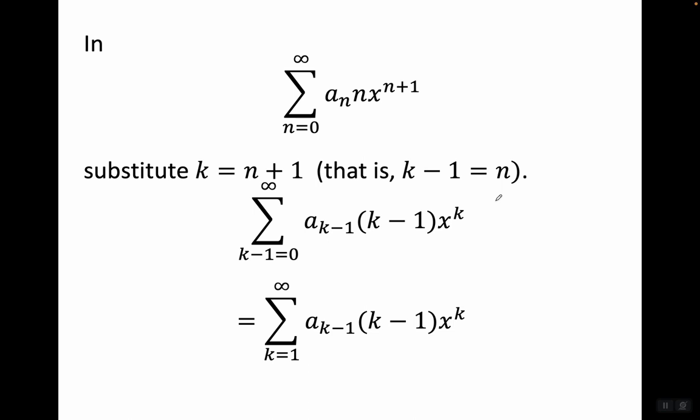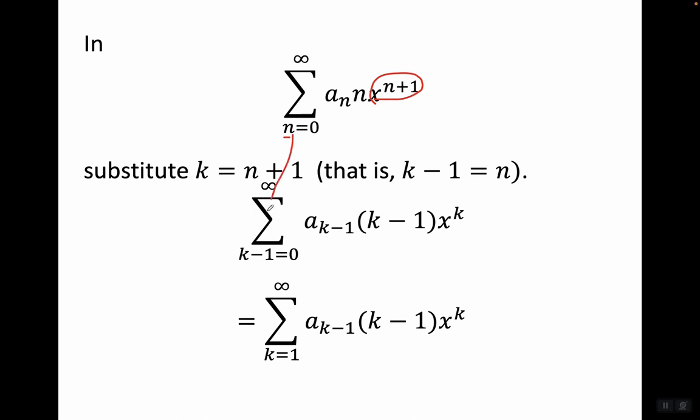Okay, so in that first series, summation n goes from 0 to infinity of a sub n x to the n plus 1, we're going to substitute k equals n plus 1. We're doing this so that this will just be x to the k, and then we can add the series. So in other words, k minus 1 equals n. Every place you see an n, replace it with a k minus 1. Or if you see an n plus 1, replace it with a k.